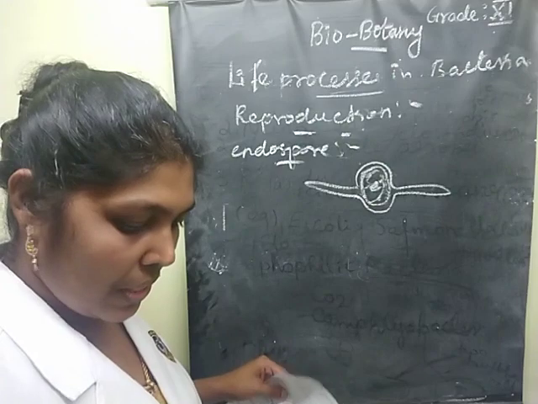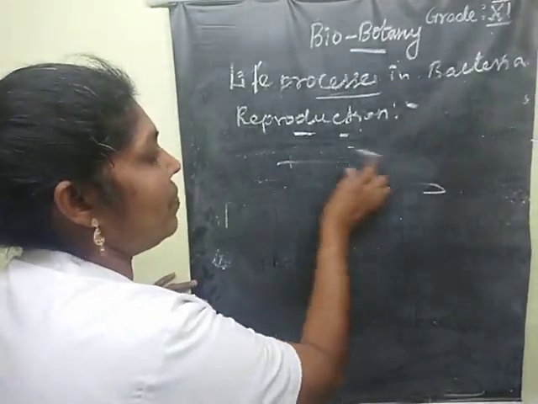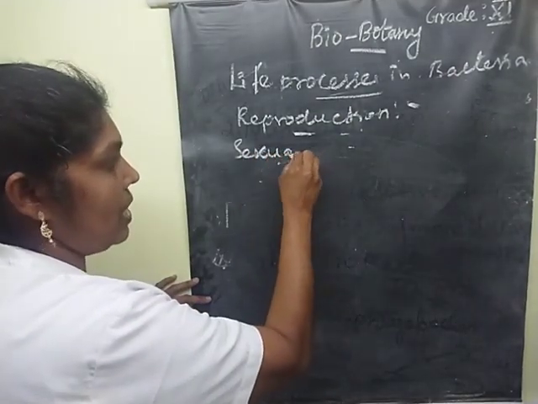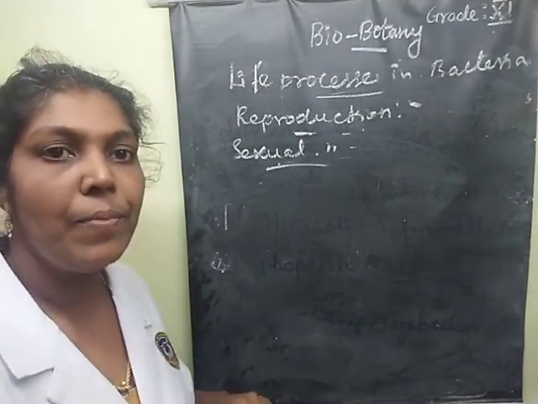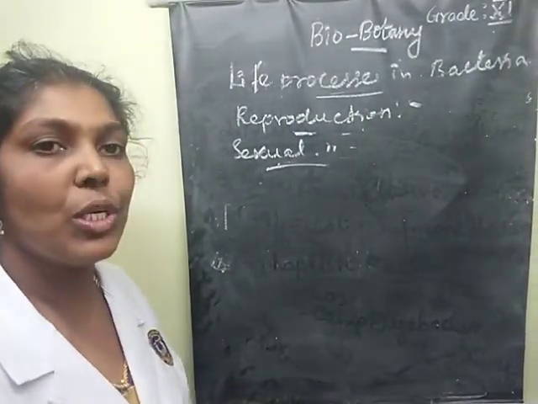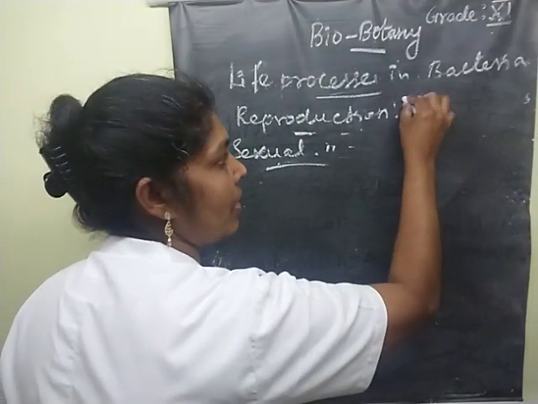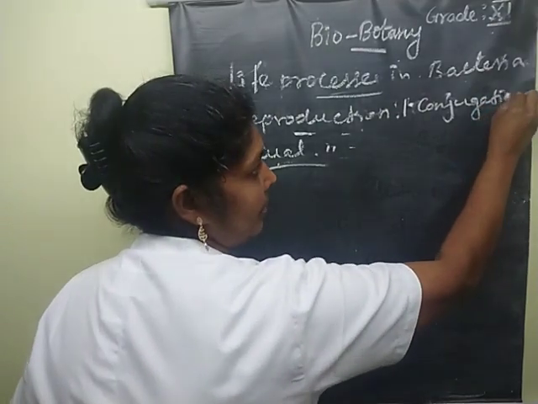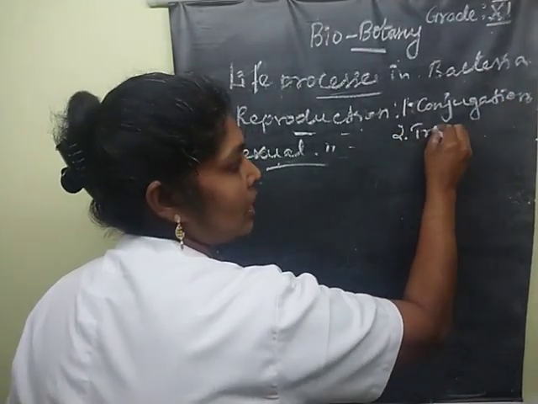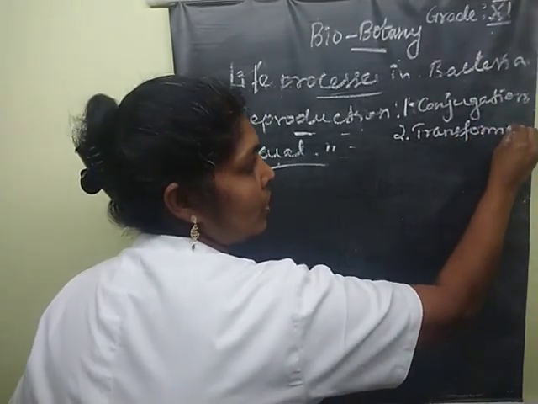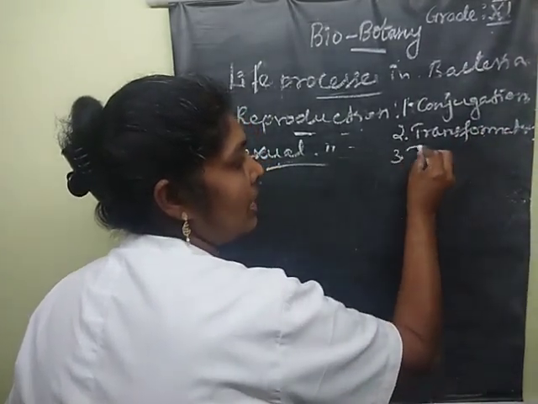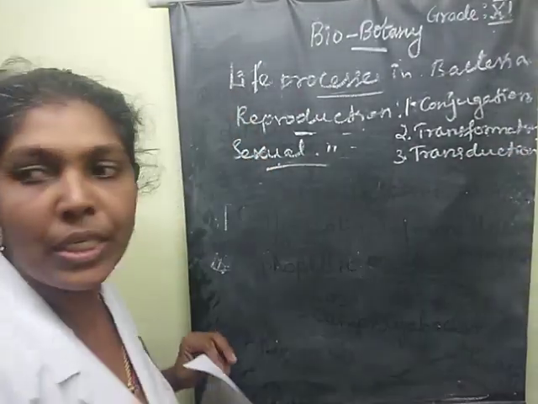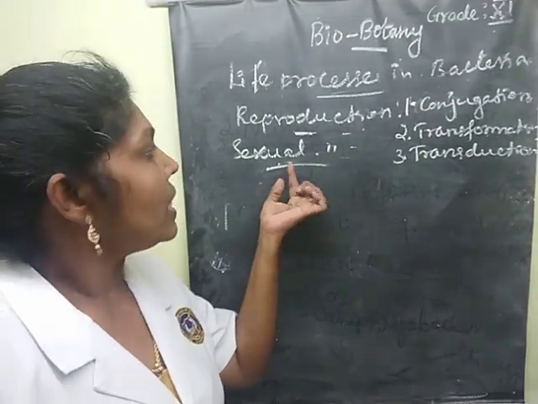Yes. Next, we are moving to the second type of reproduction, the major type, which is sexual reproduction. Clear? Sexual reproduction comes under three methods. What are the three methods? Very good. The first one is conjugation. The second one is transformation. And the third one is transduction. Understood, children? Yes.